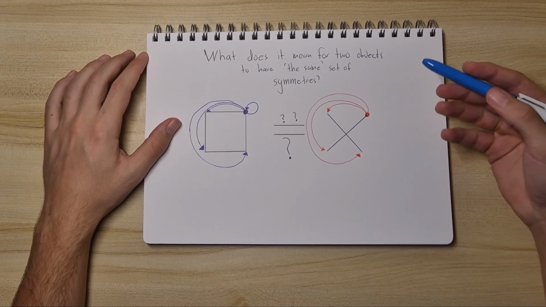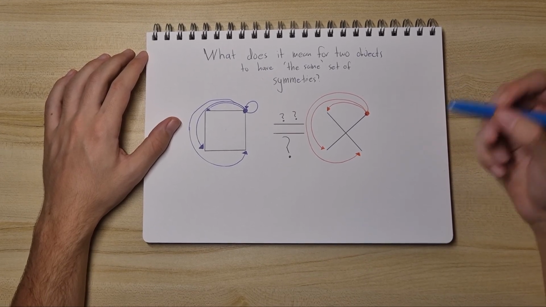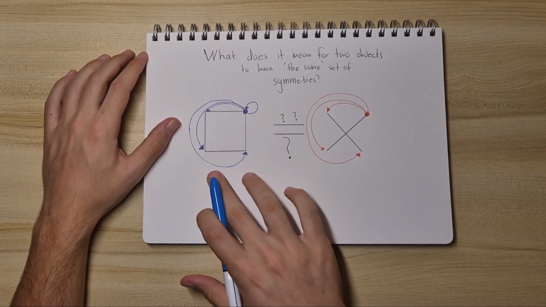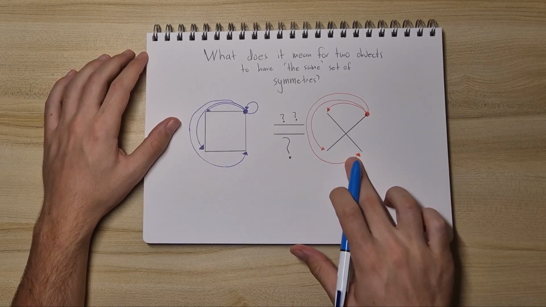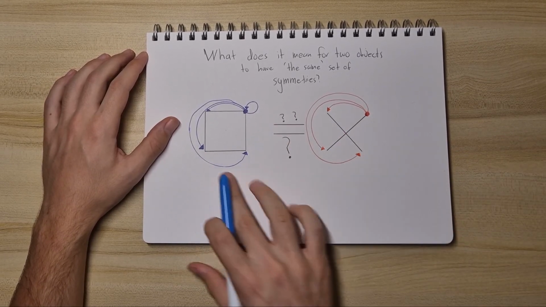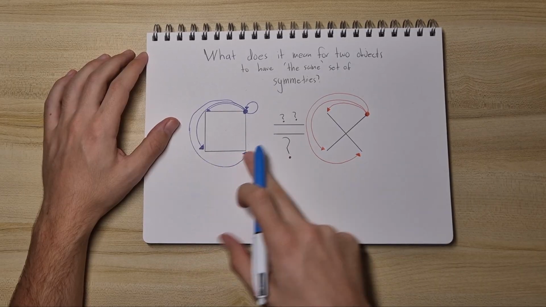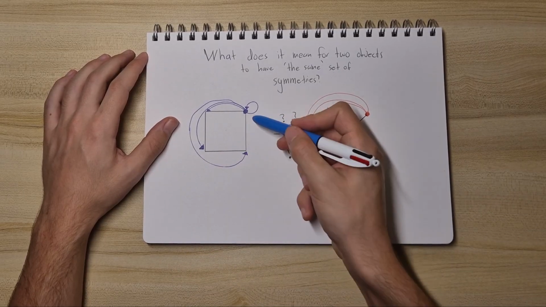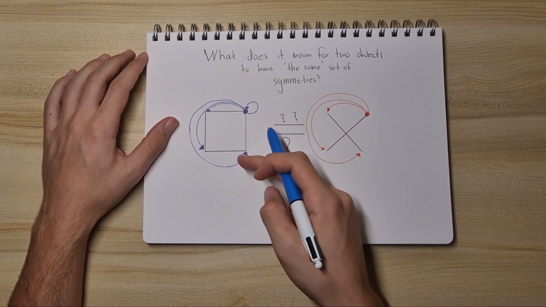What does it mean for two objects to have the same set of symmetries? So here I've drawn a square and a cross, and I've displayed how they have the same rotational symmetries. What I mean by that is that if you want to look at the symmetries of a square, well, you can do nothing. You can rotate by 90 degrees and it looks the same.